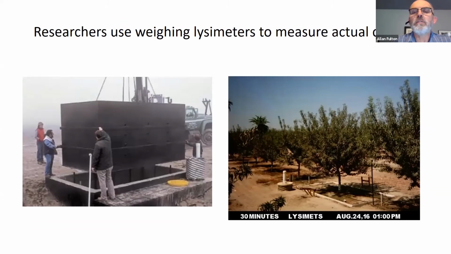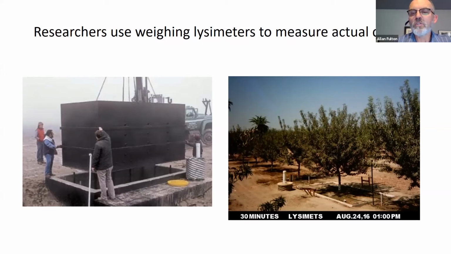Real-time crop ET can be measured. We do this in research often. The oldest and most standard method of measuring crop ET is using a weighing lysimeter. It has been used worldwide. The picture on the left shows a weighing lysimeter being installed into the ground. It's essentially a planting box. You see the holes on the side to provide drainage and aeration. The box is placed into the ground and filled with the same soil as the surrounding field. And then the crop is planted inside this box to simulate the crop planting around it.